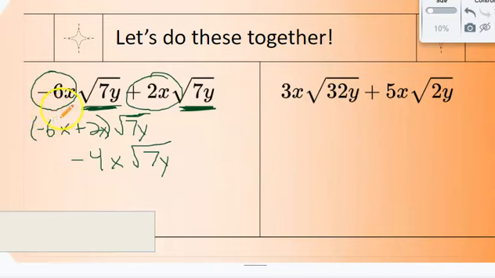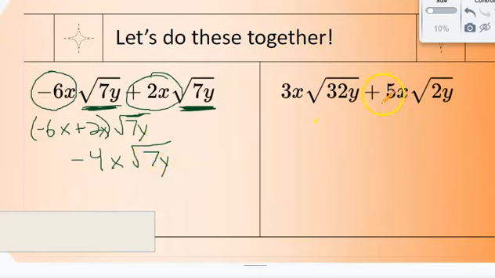Notice, negative 6x plus 2x. I put it in parentheses just to show you what I'm doing. I have square root 7y. All I'm doing is adding what's in front of the radicals. Since they're already like terms, the underlined pieces match. Negative 6x plus 2x is negative 4x. I just keep the square root of 7y. That is my final answer.